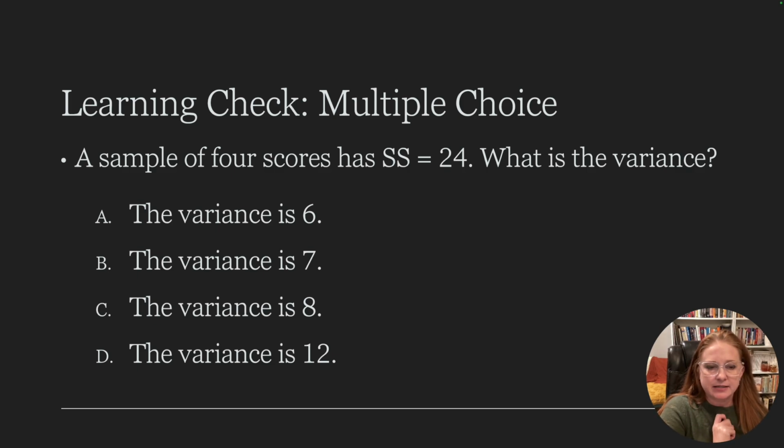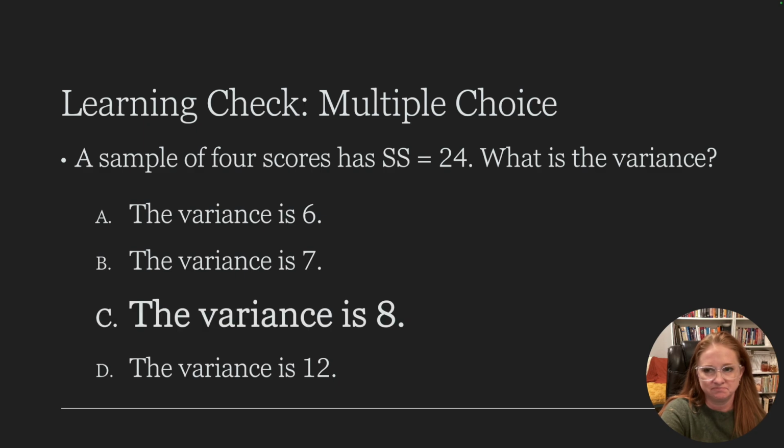Quick clearing check. A sample of 4 scores, so n equals 4, has a sum of squares of 24. What is the variance? So I kind of did this to you last lecture when I gave you 2 of the 3 bits. I messed around with the equation just a little bit. So sum of squares, 24, n equals 4. What's the variance? Remember, if you know 2, you can always find the third.